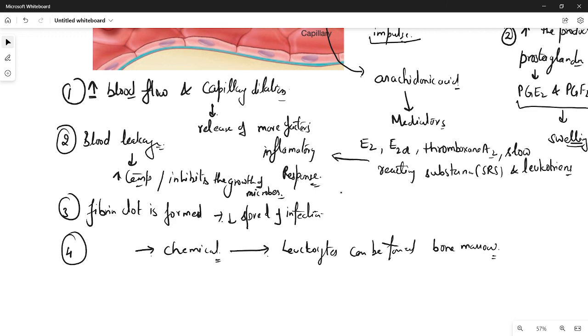We already know the process of what happens during the inflammatory response. Now we know how the inflammatory signs are produced during the reaction.